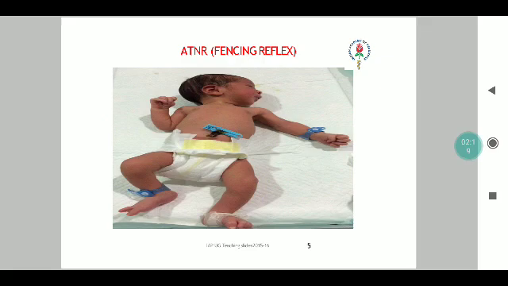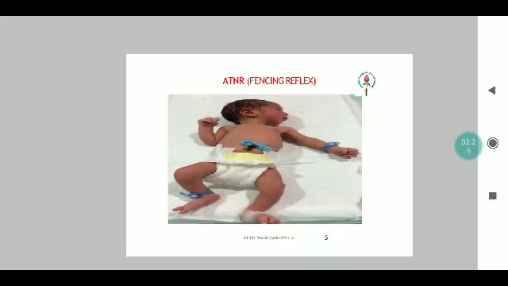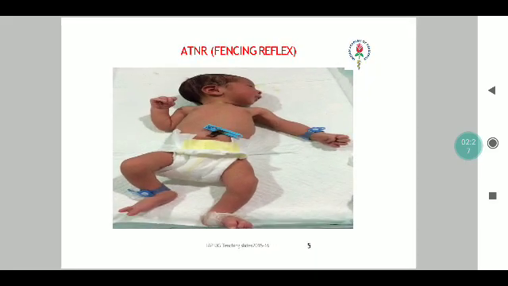Now, the asymmetric tonic neck reflex is also called the fencing reflex, as you can see by the posture of the child maintained in this slide. This is characteristically used to distinguish between a preterm and a term neonate at birth. It's one of the neonatal reflexes which can help us in predicting the gestational age. This appears by the 35th week of gestation.